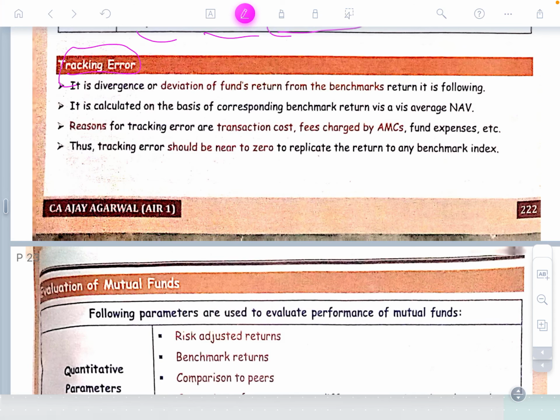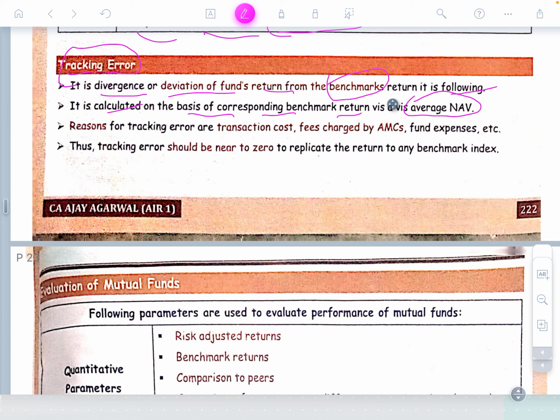What is tracking error? It is the divergence or deviation of fund return from benchmark return. Sir, the fund has a benchmark. When it deviates from that benchmark, it is tracking error. It is calculated on the basis of corresponding benchmark returns versus average net asset value.